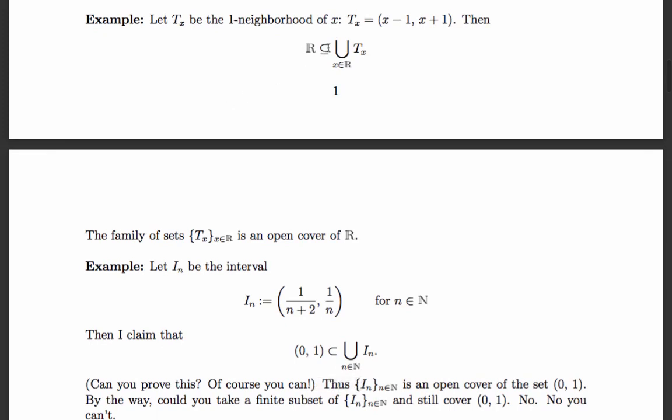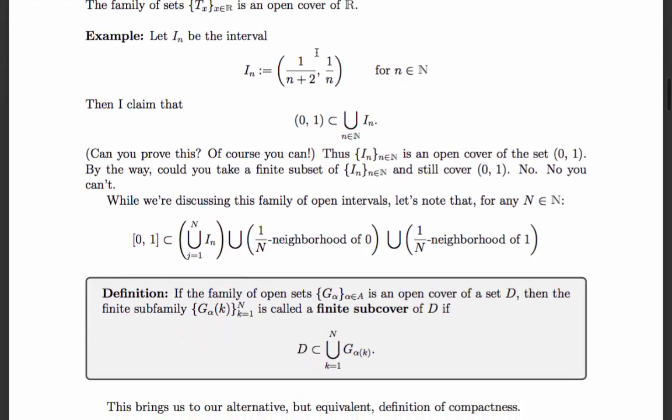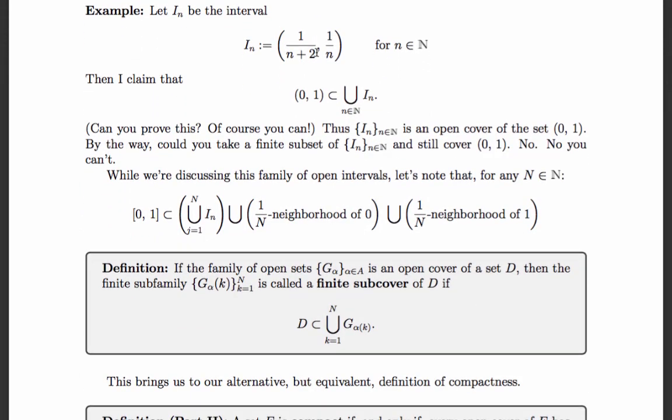In this example, there's no finite subset of Tx that covers the entire real line. Now, in the third example, if I take the family In and add to the family, right, so we're going to expand the family, the 1 over n neighborhood of 0 and the 1 over n neighborhood of 1, then I would have a cover of the closed interval 0 to 1. Okay, and we just saw here that, in fact, there's a finite subcover.